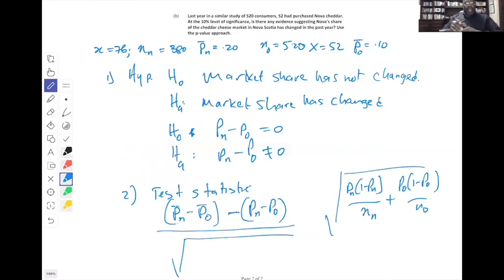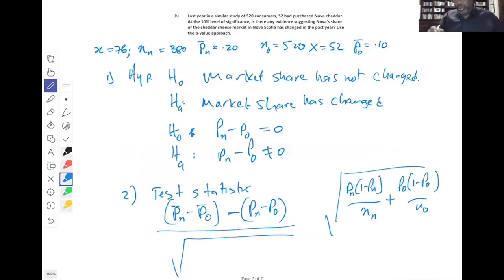But I cannot use that. And why is that? I cannot use it because I don't know the value of Pn and Po. If I did, why would I be hypothesizing a difference between them? I would just know what the difference is. If I knew the population proportion for new versus old, I don't need a hypothesis test to tell me if the difference is zero or not zero. The only reason I'm doing this is because I don't know what they are. But I'm hypothesizing that they're the same in H0. So it could be 10% and 10%, 15% and 15%, 20% and 20%. But I don't know exactly what they are.